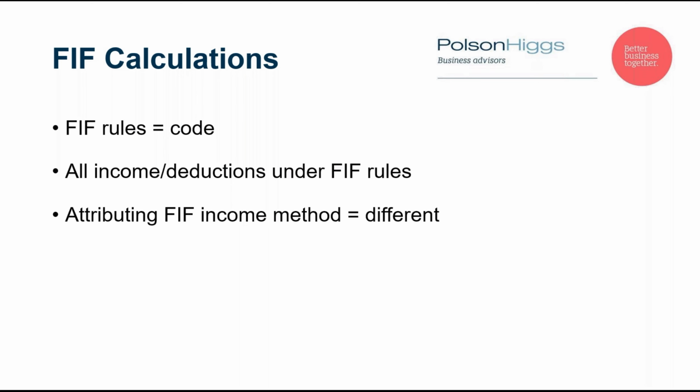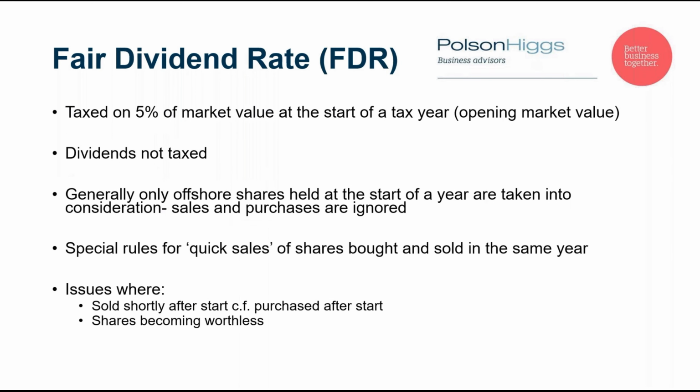Let's have a bit of a look now at some of these specific methods that we have to calculate income under our FIF rules. So the first one we're going to look at here is the fair dividend rate, or FDR method. And as I said, this is the default method used by most entities, and in fact, pretty much the only method available to a company. Under the FDR method, our income is calculated based on 5% of the opening market value at the start of the year. So it's quite, as I said earlier on, once you get your head around these kind of rules, not too difficult to apply.